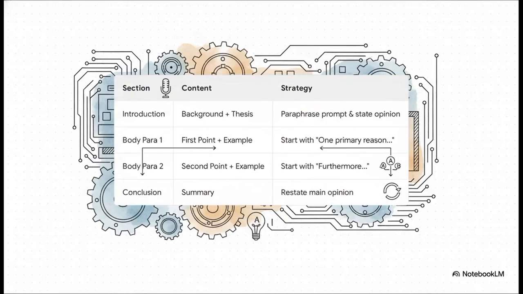And here is that blueprint. It is so beautifully simple. Paragraph 1, your introduction. All you do is rephrase the prompt and clearly state your opinion. Done. Paragraphs 2 and 3, your body. Each one makes one point and gives one example to back it up. That's it. And the conclusion? You just summarize what you already said. Simple, clean, effective. And it's exactly what the AI wants to see.